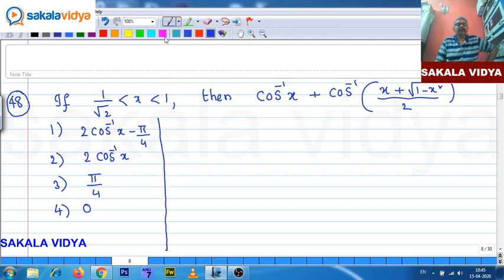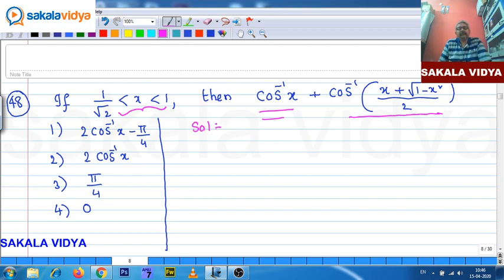So now, the condition 1 by root 2 less than x less than 1 is given, then cos inverse x plus cos inverse of (x plus root of 1 minus x square) by 2. A student asks: tan of 45 plus 60 is 105, how come 75? Please check it, sir. No, that is actually pi by 3 into 1 by 2, that is pi by 6, which is 30.